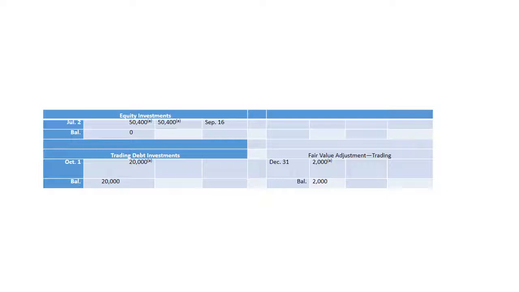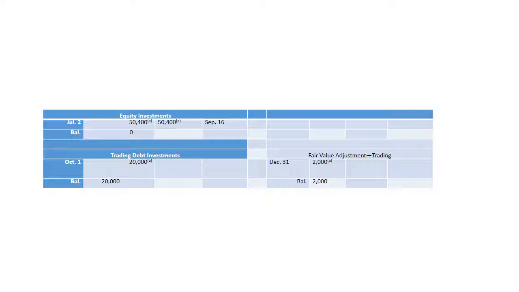On October 1st, we debited the trading debt investments for the purchase of the Violet bond. We didn't sell it, so it still has a debit balance of $20,000. On December 31st, we debited the adjunct account. Remember, adjunct accounts increase other accounts. In this case, it will increase the trading debt investment, this fair value adjustment trading. So it's an adjunct asset. We debited that for $2,000.